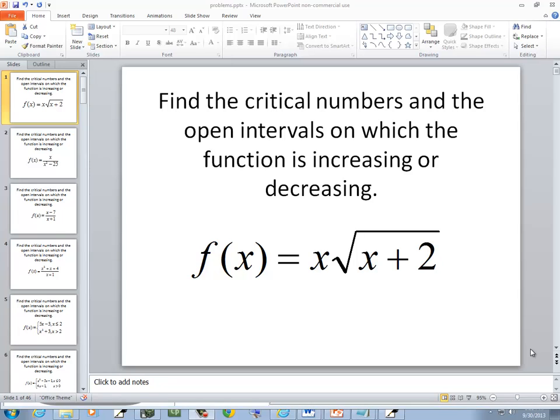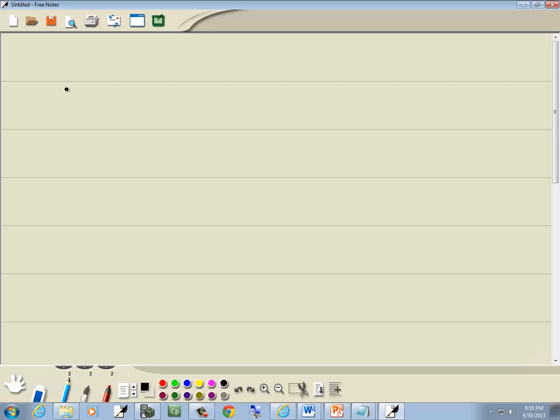In this problem, we want to find the critical numbers and the open intervals on which the function is increasing or decreasing. So we've got f of x is equal to x times the square root of x plus 2. Well, we never want to leave it in radical form, so this will be x times (x plus 2) to the 1/2 power. It's a lot easier to find the derivative if it's in that form.